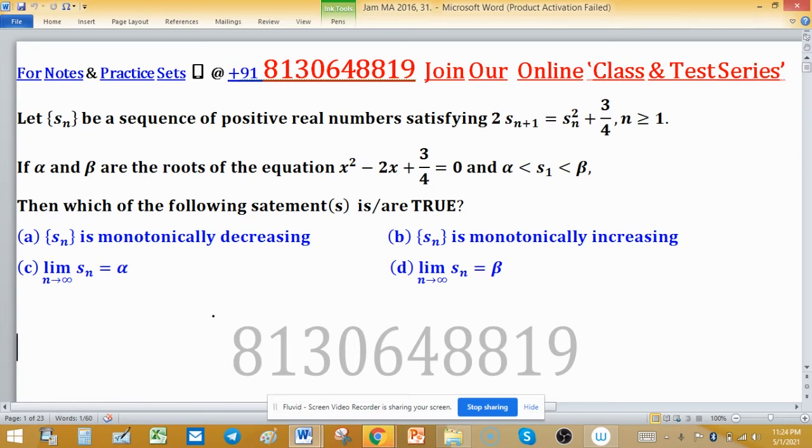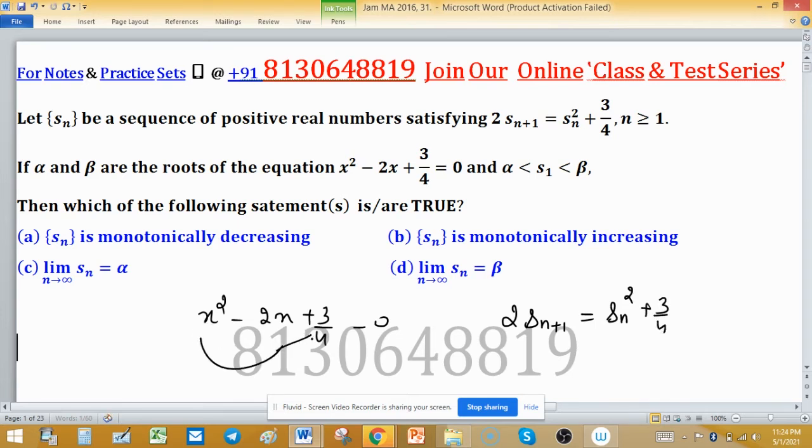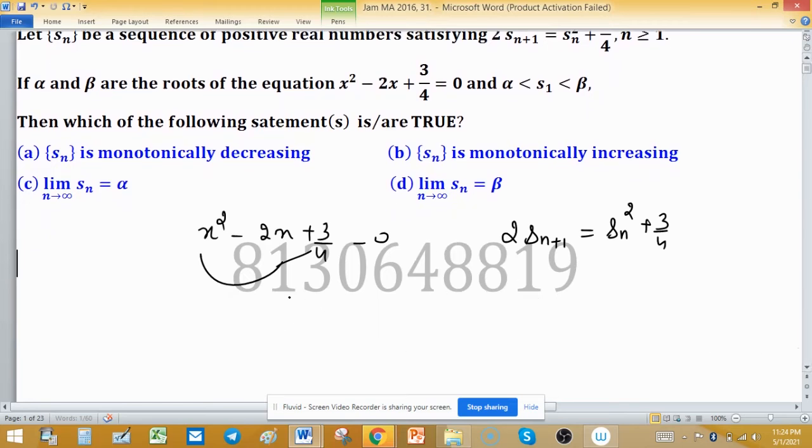The beauty of this question is, as x square minus 2x plus 3 by 4 equal to 0, and the sequence is 2 Sn plus 1 equal to Sn square plus 3 by 4. So this sequence is somehow obtained by adding the terms of this equation. As alpha and beta are the roots of this equation, it means that 4x square minus 8x plus 3 is equal to 0. And to find the roots of this quadratic equation, we factorize it.